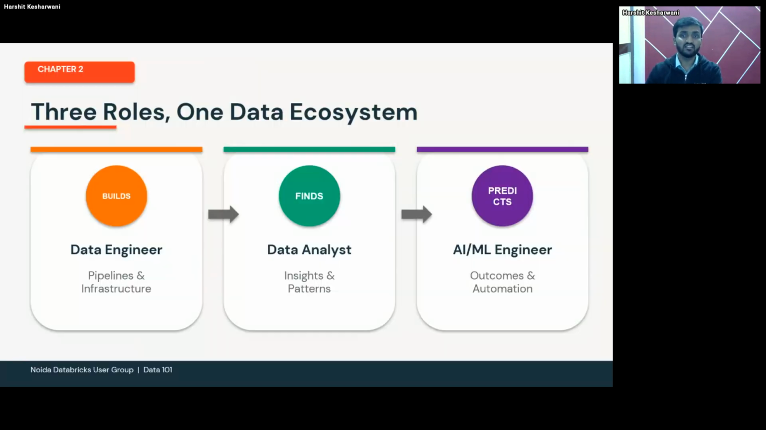Now let's understand the major roles in this complete ecosystem. There are three roles. One is data engineering, second is data analyst, and third is AI ML engineer, or we can say data scientist. In simple words, data engineers are builders, data analysts are finders, and data scientists are predictors. You don't need to get into any of these roles as of now, but you need to understand how they are interrelated and how they are distinguished from each other.